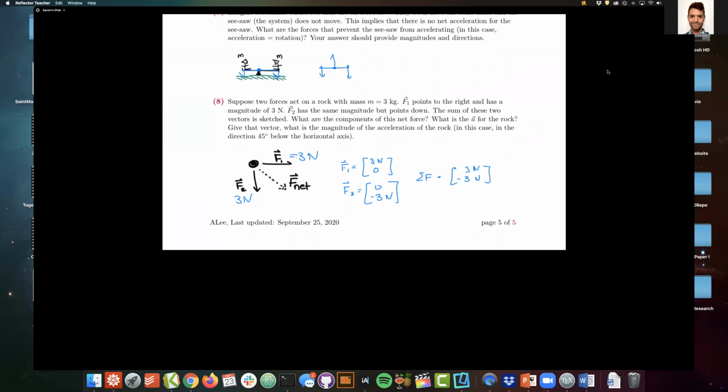What is the acceleration vector for the rock? So then the acceleration vector is just take this force vector and divide by m. In this case, it looks like it's 1, -1 meters per second squared if it's 3 kilograms. You could also convince yourself that this does indeed point 45 degrees below the horizontal axis.